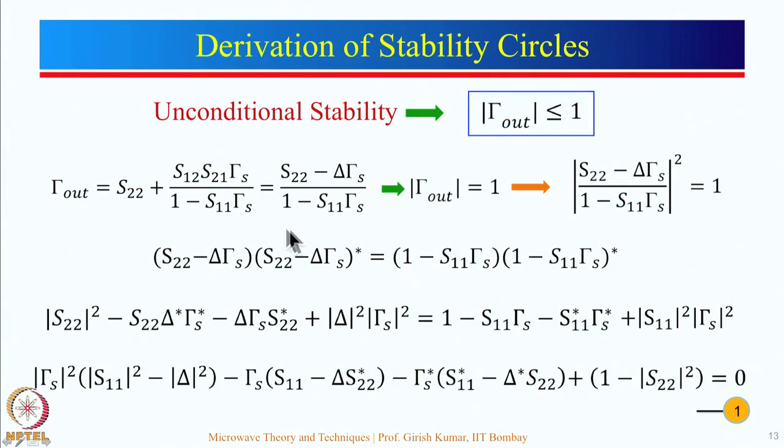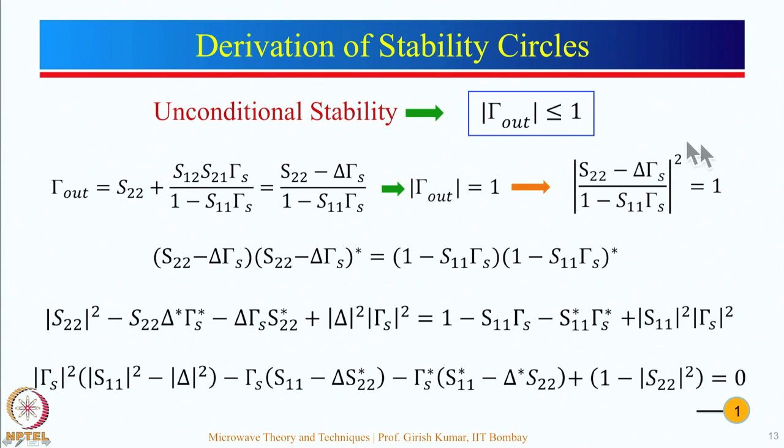So, let us start with an expression for gamma out. So, this is the expression for gamma out. We put the limiting case when this is equal to 1, and now substituting the value of gamma out over here. So, this is the term. Now, we have to simplify this particular term over here.